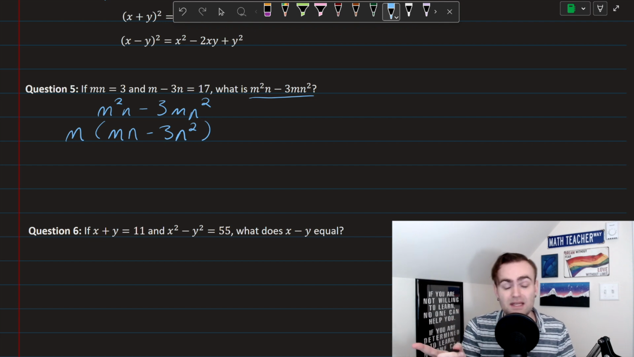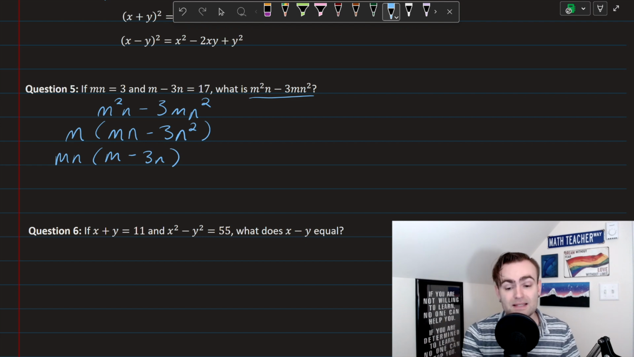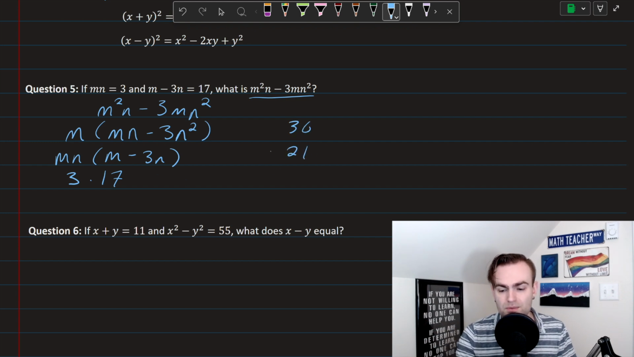1 times negative 3n squared is negative 3n squared. I notice they both have an n in common, so factoring that out gives me mn, which is m minus 3n. So now we can see, oh, I have a value for this. I have a value for this. This is just 3. This is just 17. 3 times 17, that's a tricky one. Well, 3 times 10 is 30. 3 times 7 is 21. So 3 times 17 is 51.